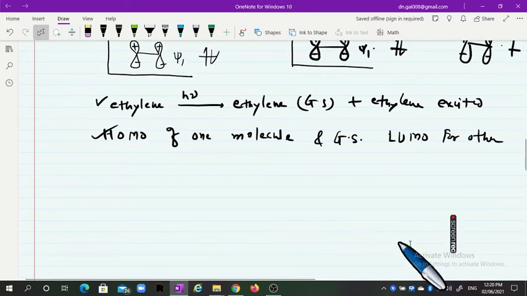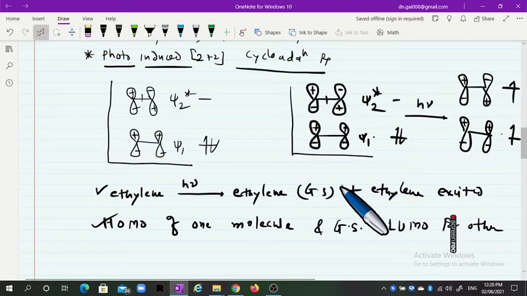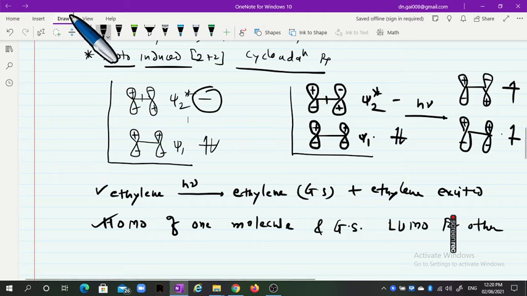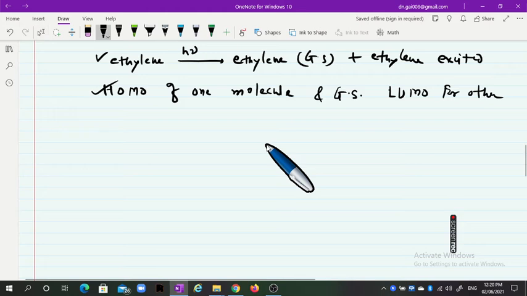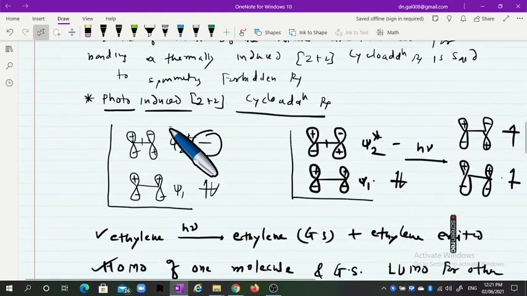Okay, therefore in this case, this is the unoccupied molecular orbital, the lowest unoccupied molecular orbital. We consider the ground state LUMO. The ground state LUMO is Psi2 star, our ground state LUMO.